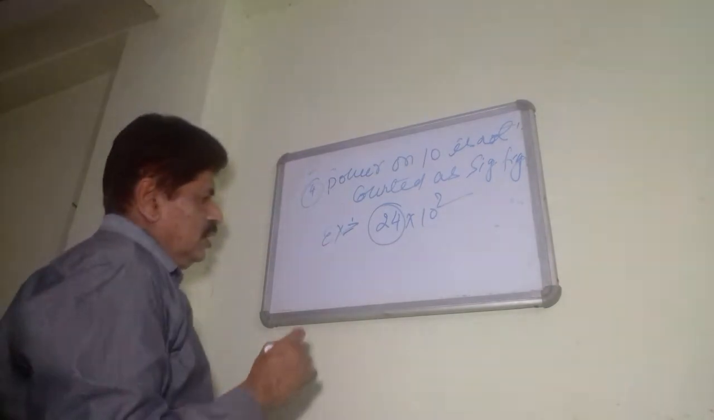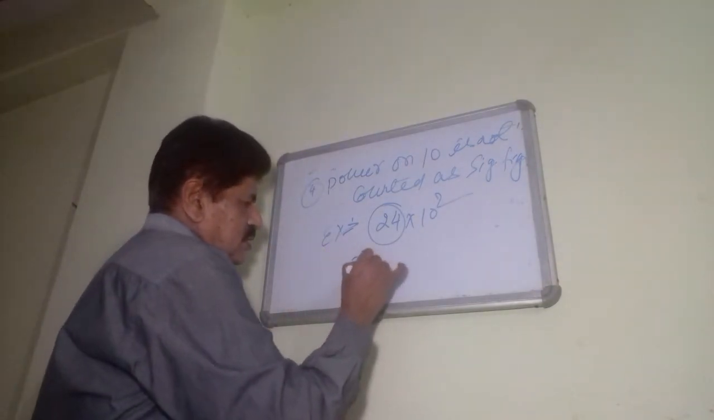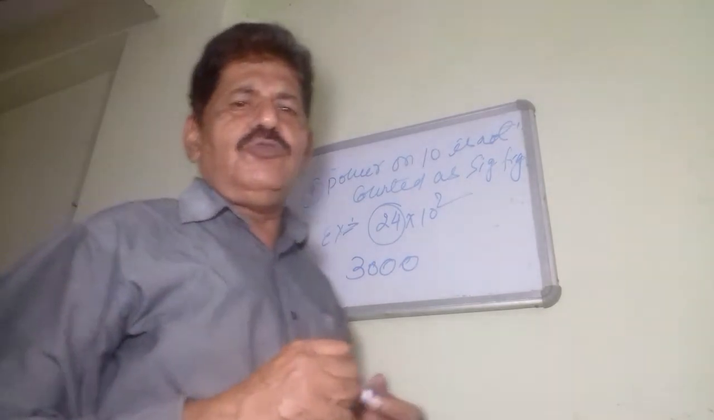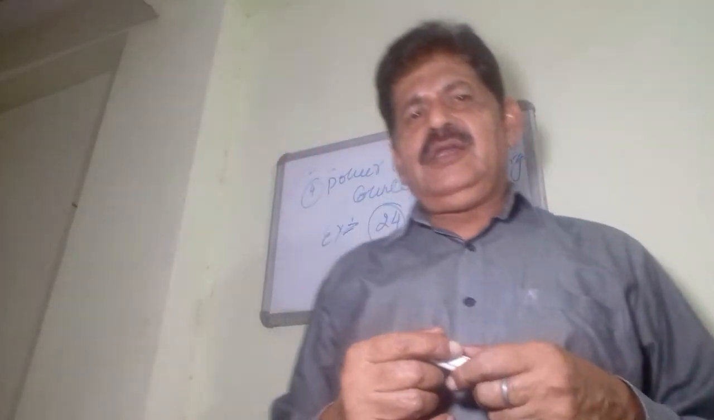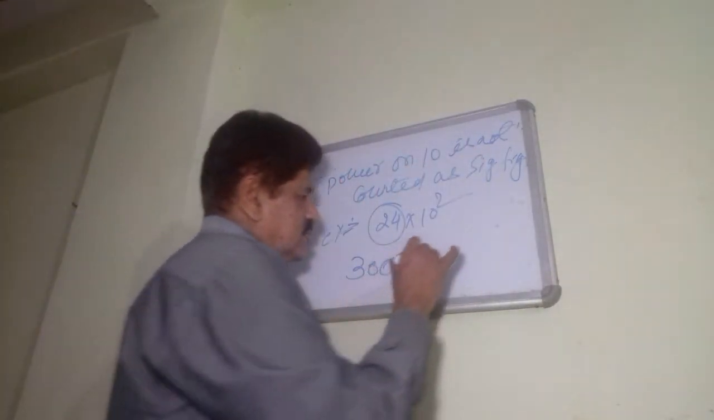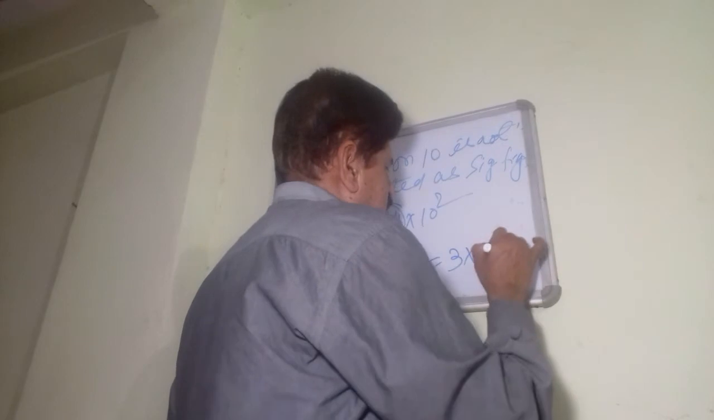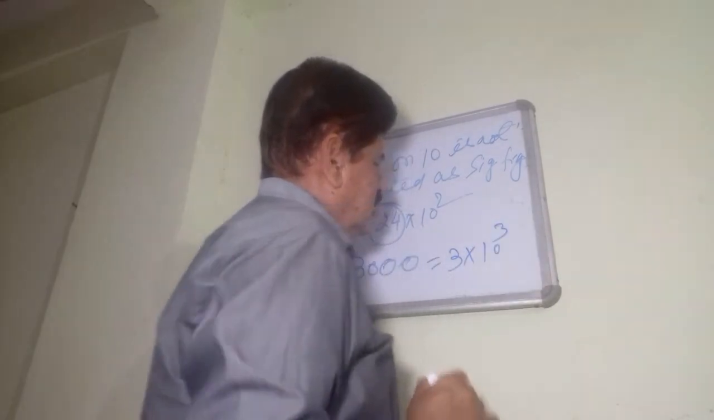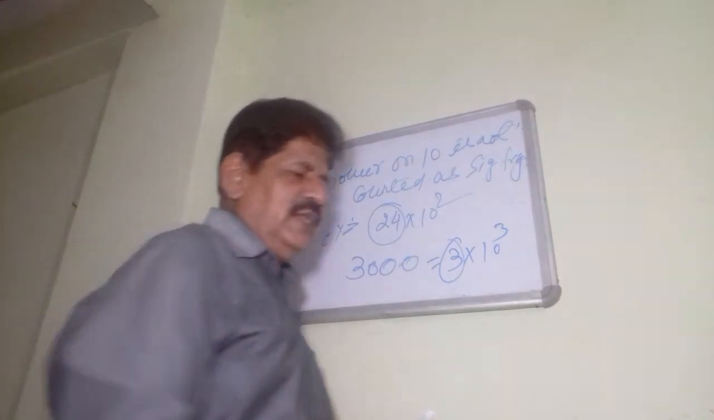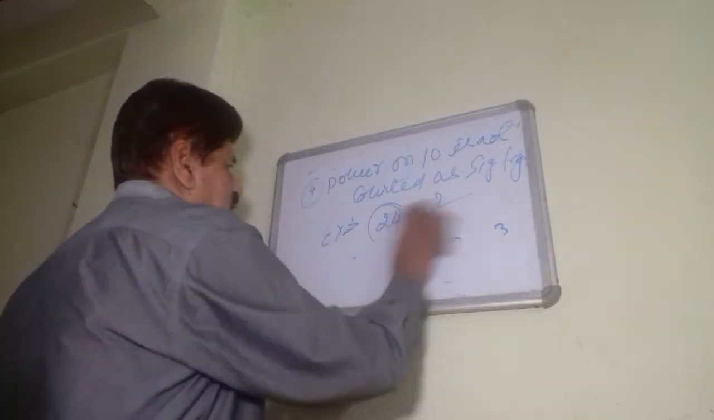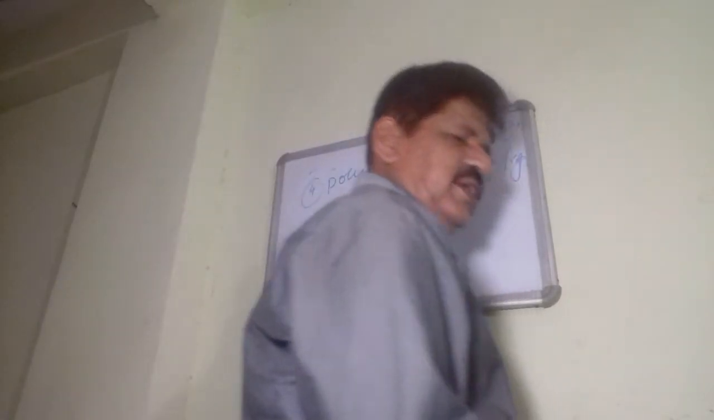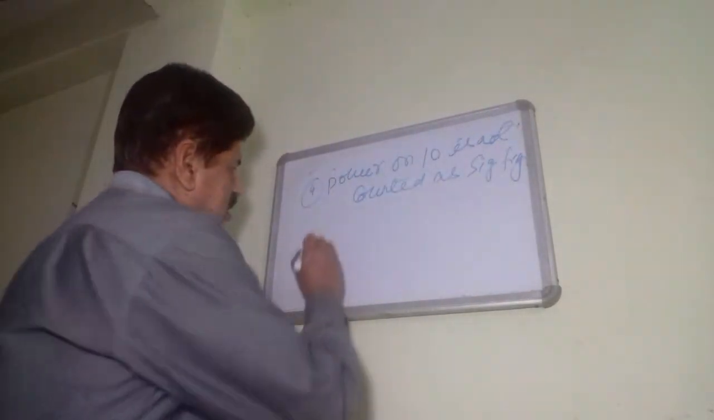So if a number is given like this, 3000, how many significant figures are there? It is better to convert it in terms of powers of 10, and you will get the result very easily. So 3 into 10 to the power 3. So here only one significant figure is present. Similarly, in case of decimals, we can transfer the digits in terms of power of 10 and you get the significant figures.